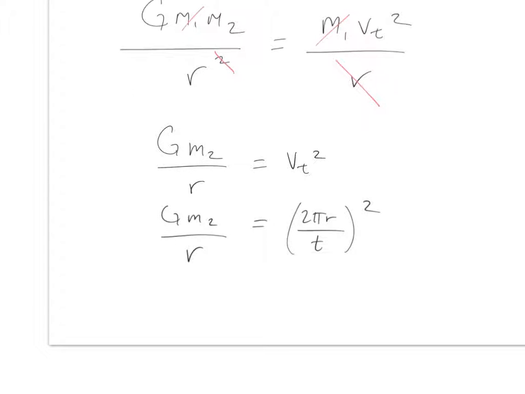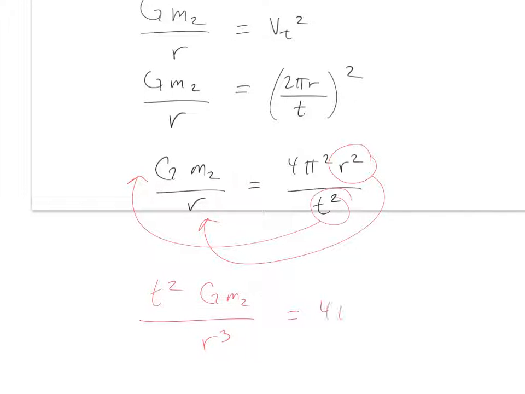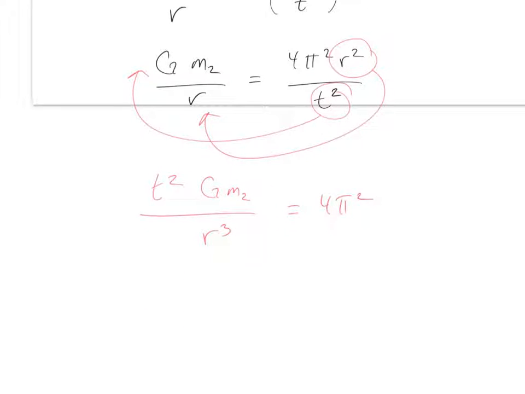Now, if we look at this formula a little bit further, we have G m2 over r, and I'm going to square everything. Again, you don't have to write this down. Just watch so I can show you where it comes from. And then the last part, what we can recognize is this. I want to bring t squared up over here by multiplying by t squared, and I'm going to bring r squared down here by dividing by r squared. It'll give me t squared G m2 over r cubed equals 4 pi squared. And then if I want to get rid of G m2, I can divide by G m2. And I get the following.